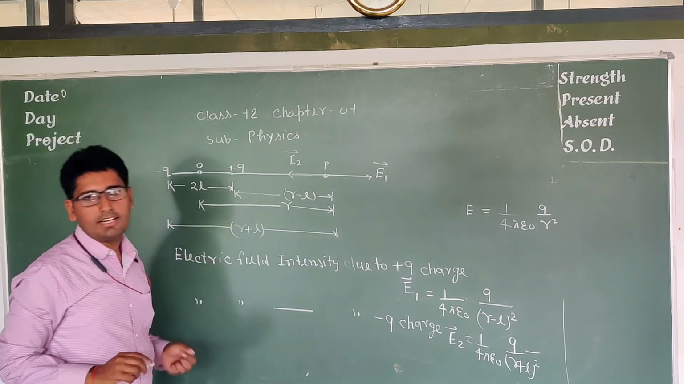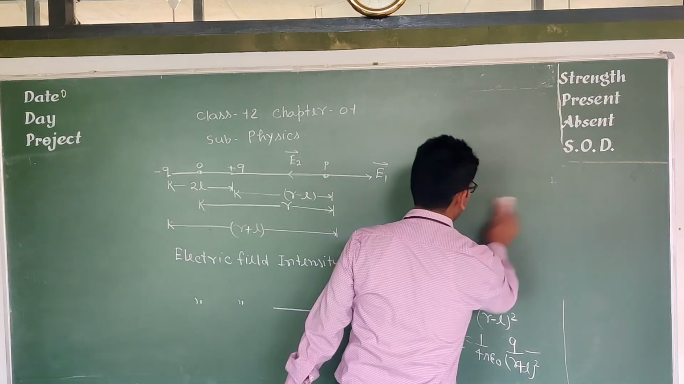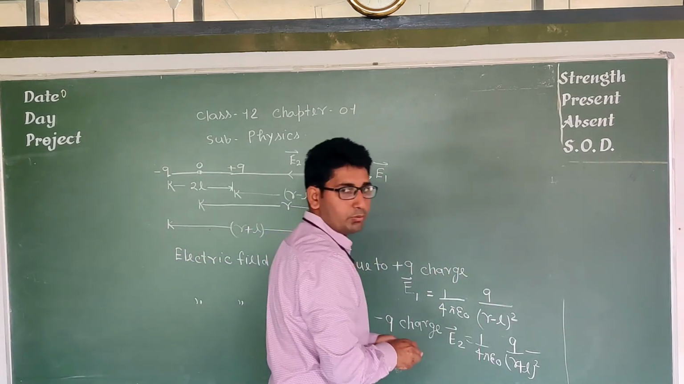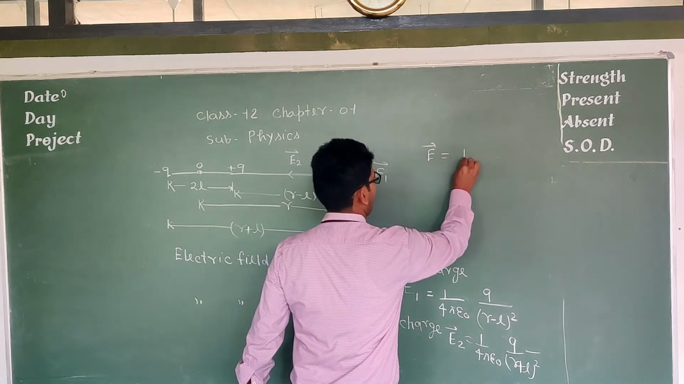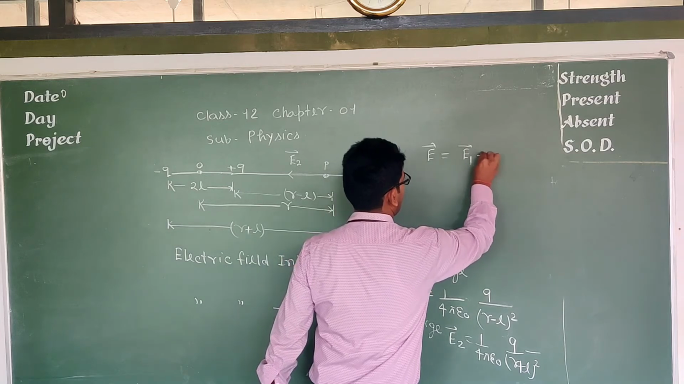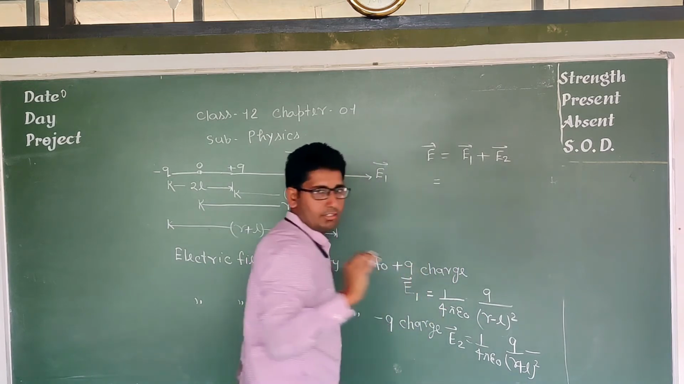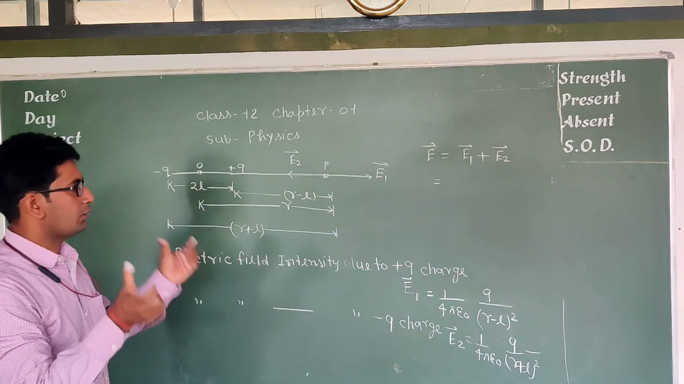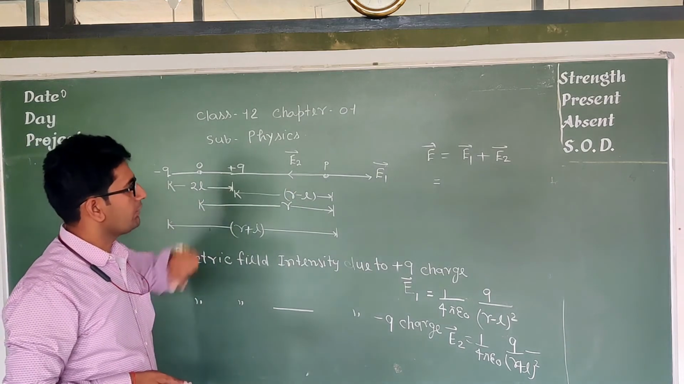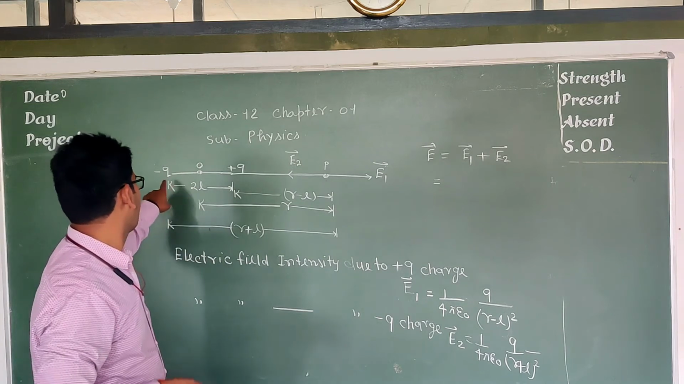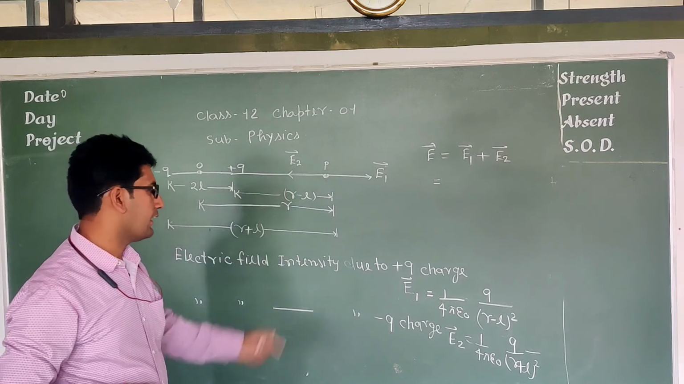So the resultant of the electric field intensity will be equal to E1 plus E2. Okay. But we know the vector property: if two vectors are in opposite directions, then the resultant should be in negative form. Means we subtract them to find the resultant.